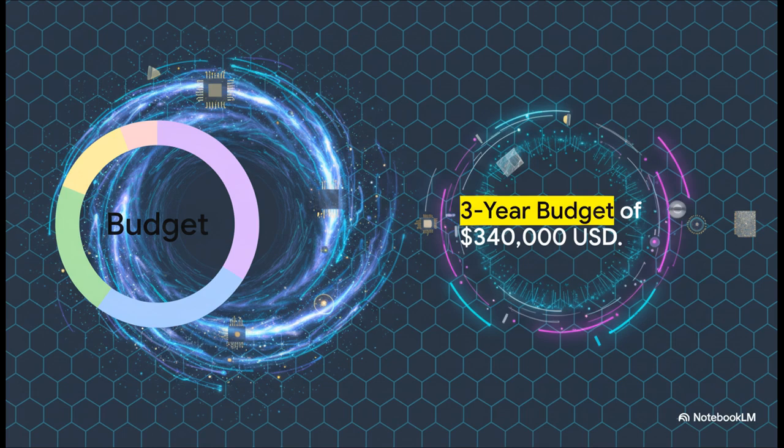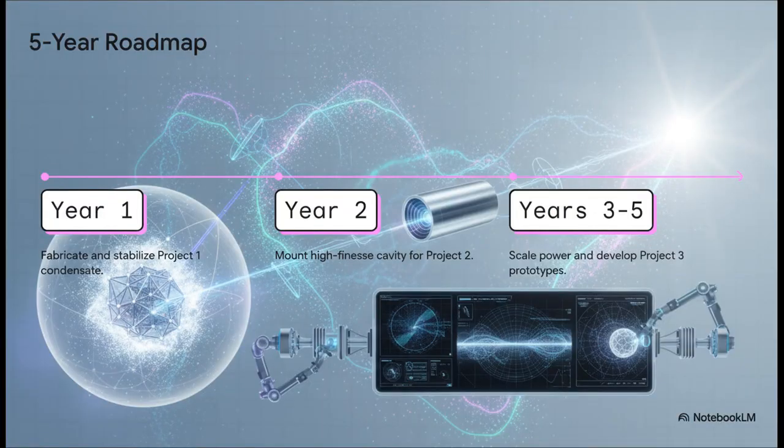All of this spans across a very specific 5-year chronological roadmap. Year 1 is dedicated to fabricating the crystal and stabilizing that initial Bose-Einstein condensate. Year 2 brings the high-finesse cavity online to map out the effective refractive index. And then years 3 through 5 are all about scaling up the power, analyzing those analog fields, and developing the advanced prototypes. It is a clear, methodical march toward a massive technological leap.